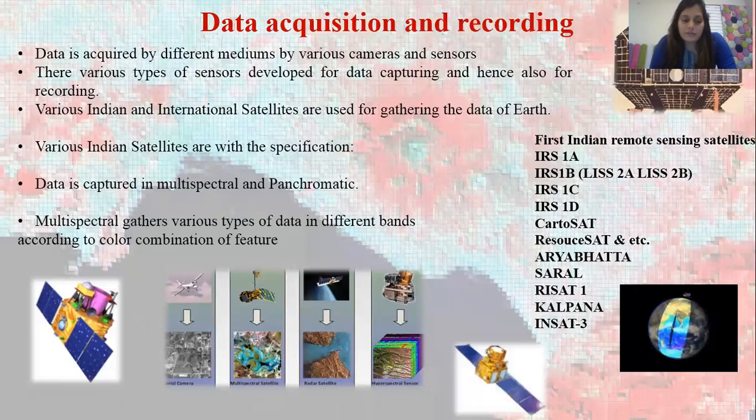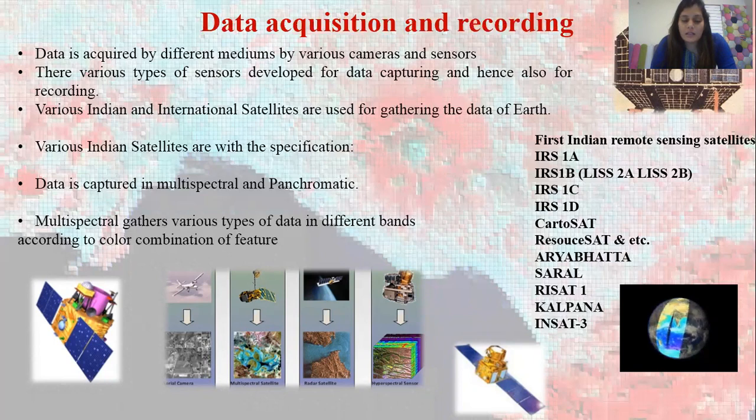Now, first of all, look at the figure of the aerial camera. Aerial camera means what? The camera is mounted on an airplane, and aerially it will take the photograph. But in an aerial photograph, you can see colors are not properly detected, only a black and white image, that is a panchromatic image, can be obtained. So moving further, you can see a multispectral satellite image.